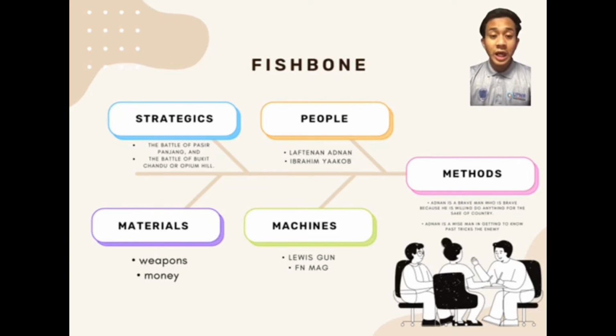Finally, I will explain the materials about Lieutenant Adnan, namely weapons and money. Lieutenant Adnan used the Lewis gun and FN MAG weapons to oppose the Japanese enemy who came to attack his people, because Lieutenant Adnan was a responsible person and had a very high level of courage. Last but not least, there is the money that the Japanese army handed over to Ibrahim Yaakob as a bribe, because they wanted Ibrahim Yaakob to support the Japanese army in the war.